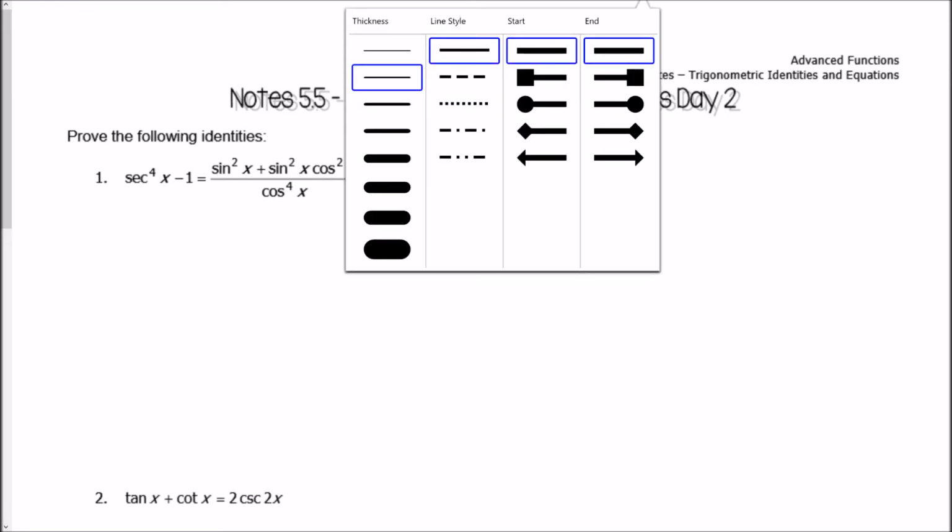So the first thing I'm going to do is rewrite this as 1 over cosine to the power of 4x, minus 1. So 1 over cosine to the power of 4x minus 1 is equal to, and then on this side right here, I can see that there is a sine squared x in common. So if I can factor, I'm going to factor as best as I can. So I'm going to say this is equal to sine squared x, and then when I take it out, I have a 1 plus cosine squared x right here. And that's all over cosine to the power of 4x, okay?